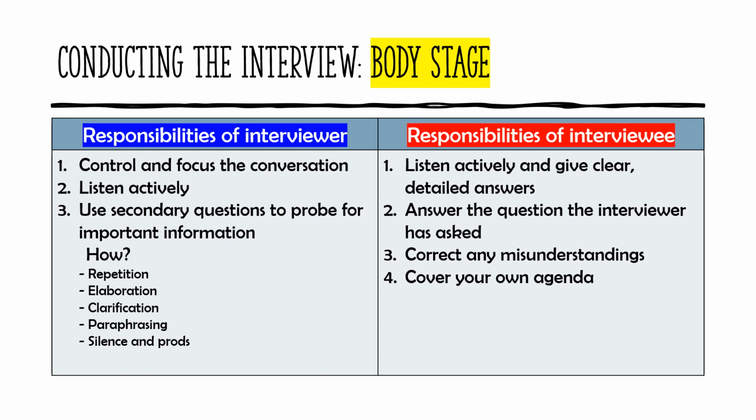Next, use secondary questions to probe for important information. If you're not satisfied with the first response or the way the applicant answered the question, you can do the following. You could ask them to repeat the answer. You could ask them to elaborate their answer. You could ask them to clarify their answer. Perhaps you're confused about the response, so you can ask them to clarify it, or you can also ask them to paraphrase it. Also, silence and prods would actually mean that you are listening at the same time you are understanding what the applicant is trying to imply.